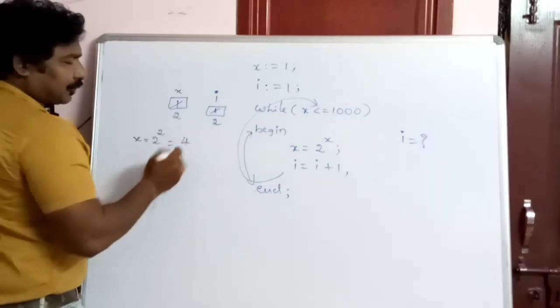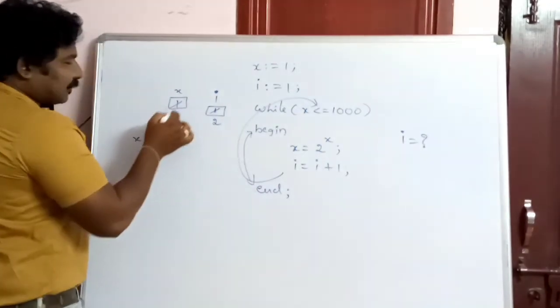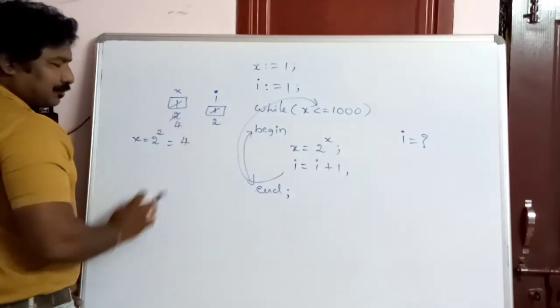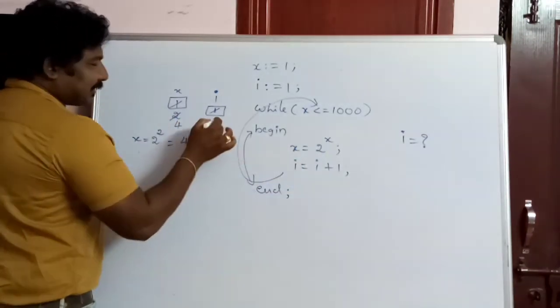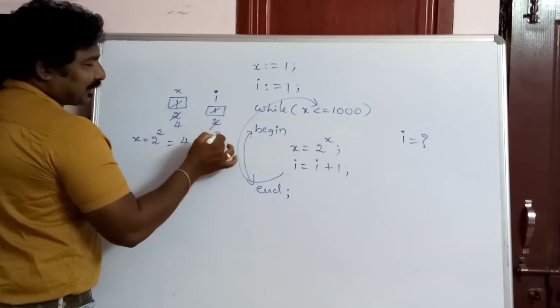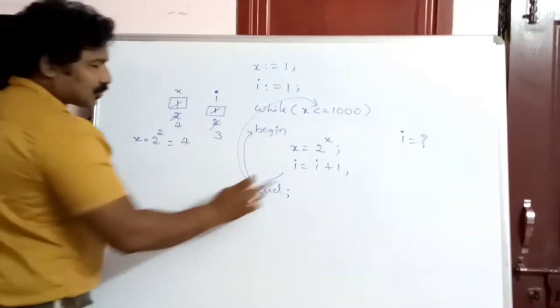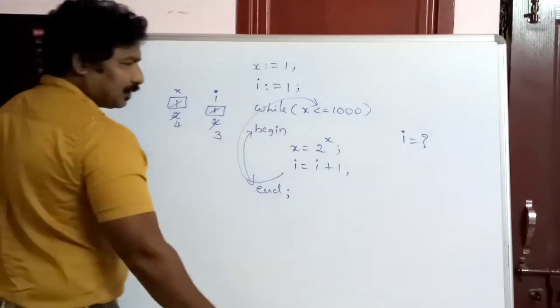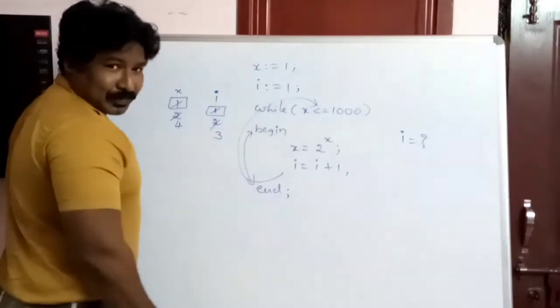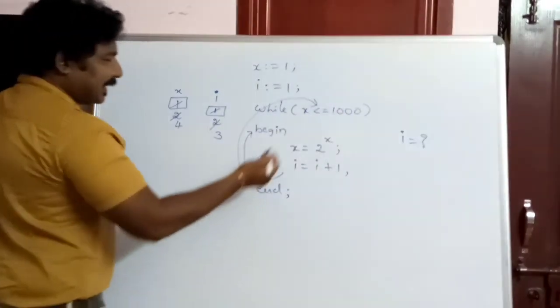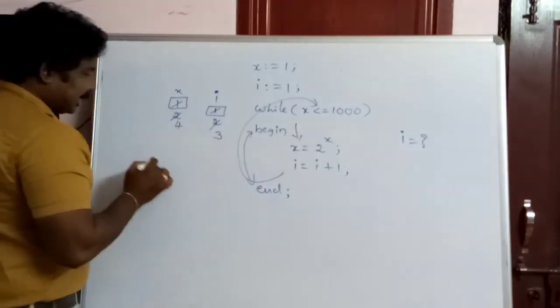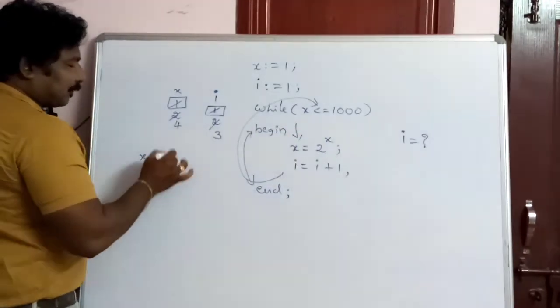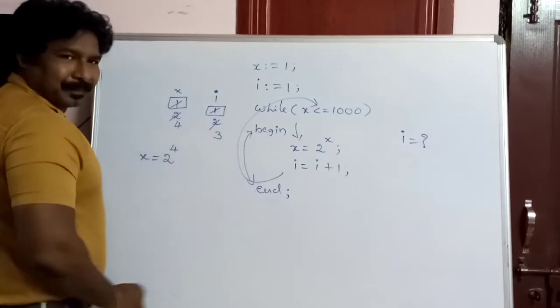Again X equals 2 power X, which means 2 power 2, which is a 4. Okay, friends, so X will be changed from 2 to 4 now, and I is incremented. I will become 2 plus 1, that is 3 now. Again I'll go there. My new value of X is 4. 4 less than or equal to 1000, which is a true value. And again I'll come into the body.